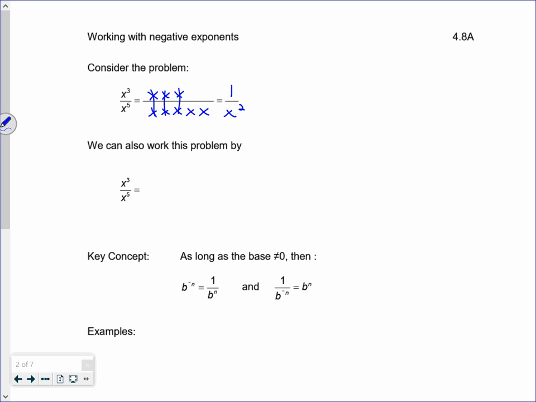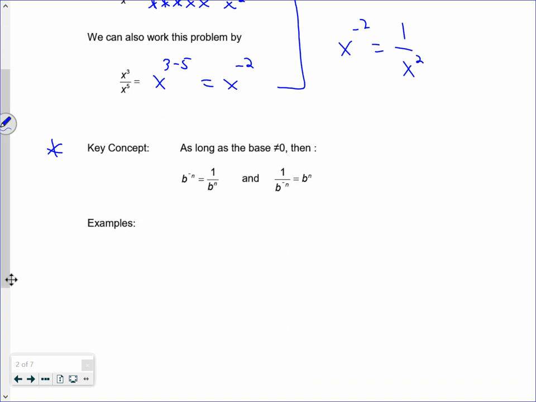Well, you can also work it by straight subtraction. But when you work it by straight subtraction, you're going to end up with some negative numbers. Okay? You're going to get this answer, x to the -2. And if these things are both true, then that means they must be equal to each other. Okay? So here's our key concept here. If you have a base to a negative exponent, you can flip it over.